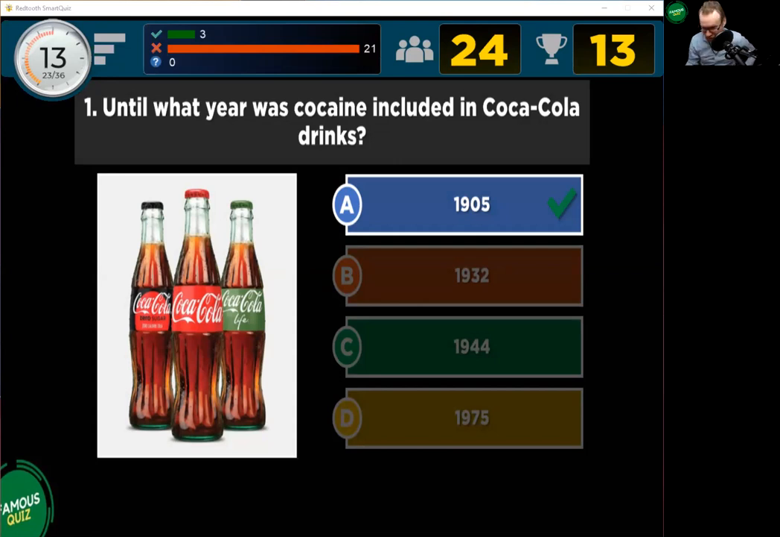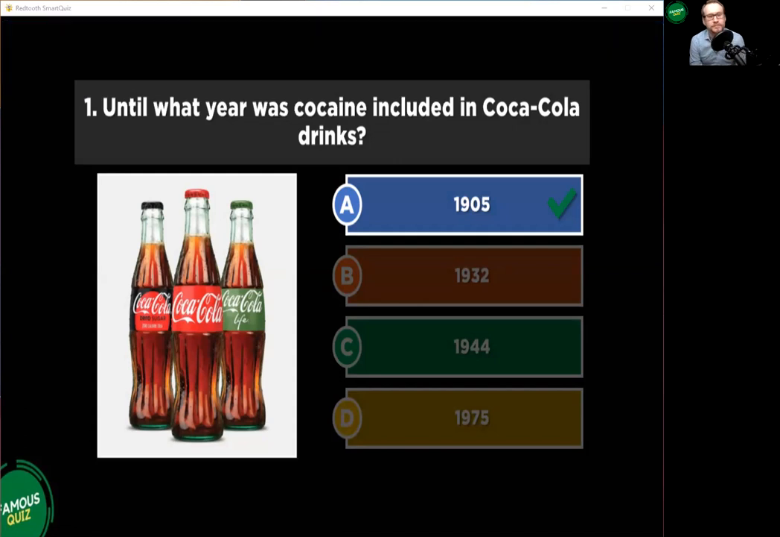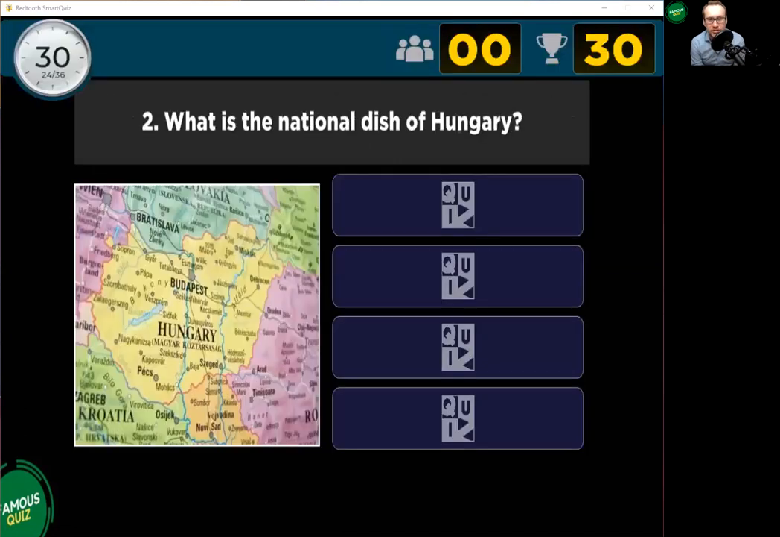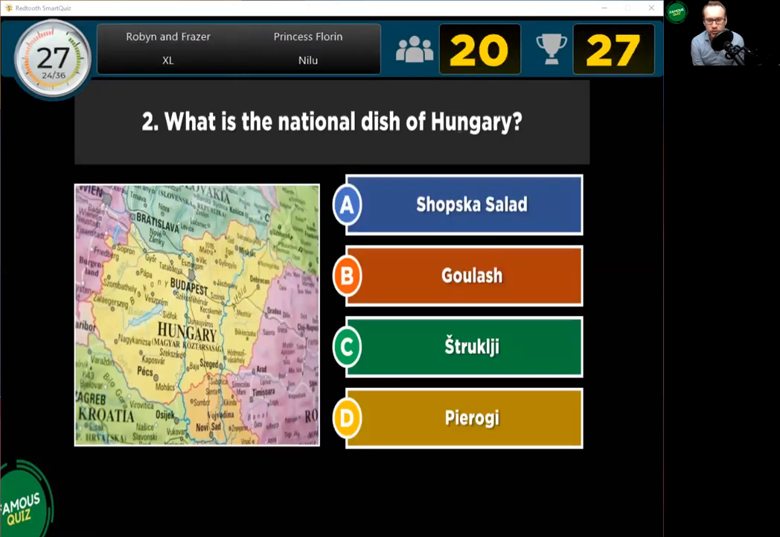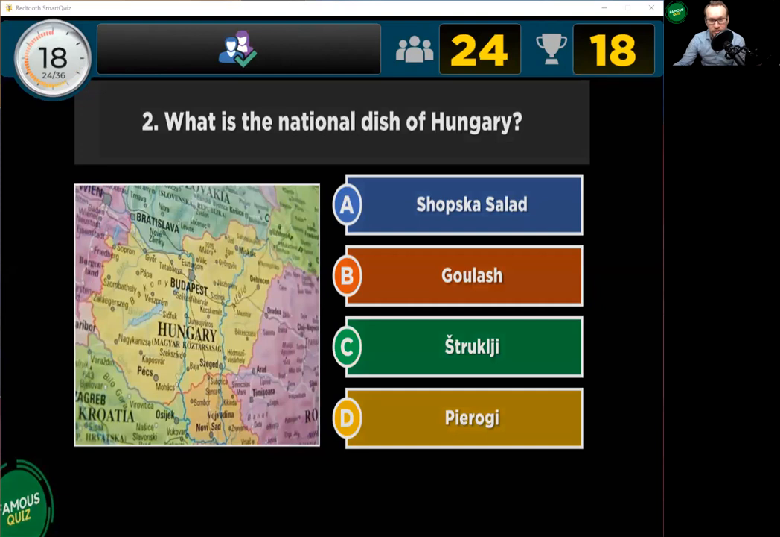Okay, second question in the fourth round. What is the national dish of Hungary? I love this dish, by the way. Is it shopska salad, goulash, strukli, or pierogi? So one from these 4 things is a main dish in this country. Okay, correct answer is goulash.